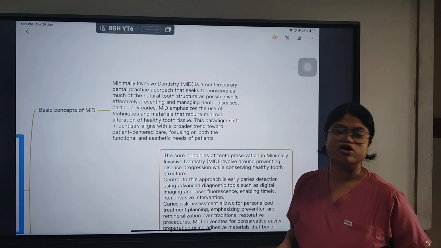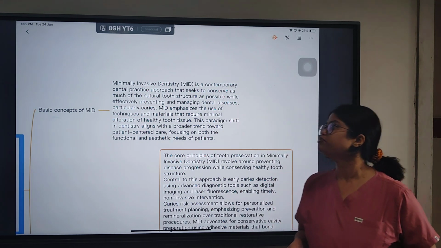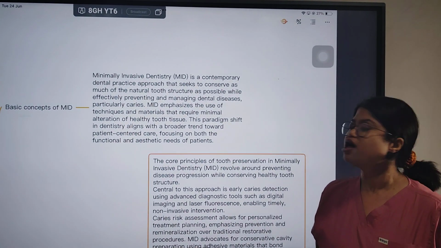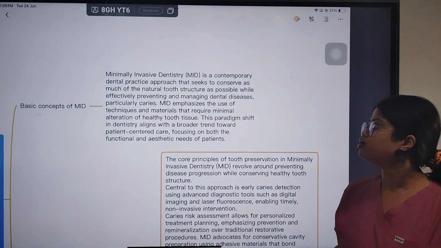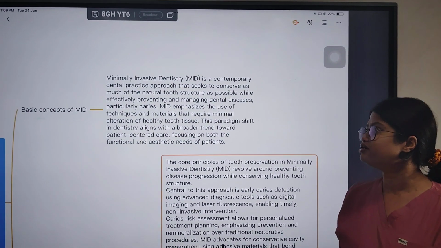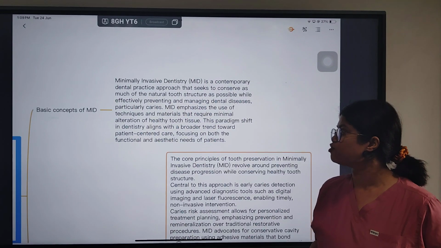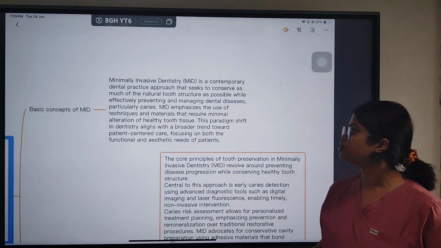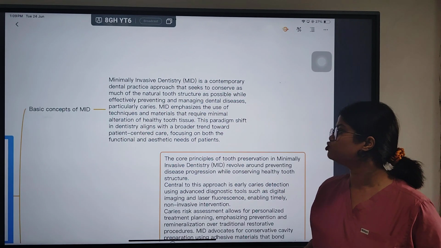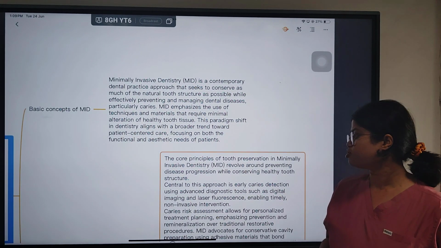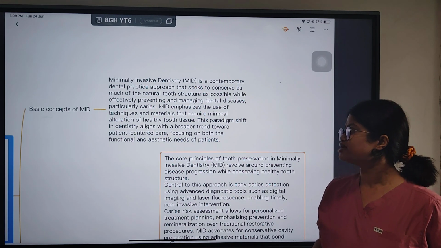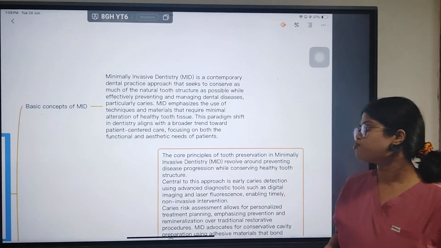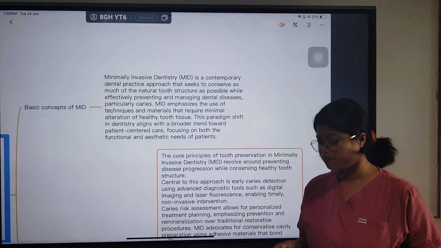So coming to the basic concept and the definition, it is a contemporary dental practice approach that seeks to conserve the natural tooth structure as much as possible, while effectively managing and preventing dental diseases, particularly the caries that is involved. It emphasizes the use of techniques, tools and materials that require minimal alteration of the healthy tooth structure. This shift in dentistry began early, and it has a broad trend towards patient-centered care, focusing on both the functional and the aesthetic demands of the patients.